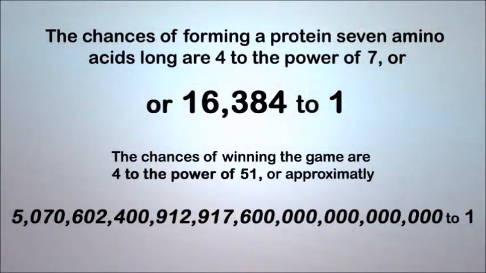Well, you can see how ridiculously hard this game is. And I hope you begin to understand that random chance is not a force that can compose instructional information. The smallest protein is made of 7 amino acids, but some of them are as big as 20 to 30,000 amino acids long. The chances of forming a protein 7 amino acids long are 16,384 to 1. The sentence in the game is 51 letters and spaces long. The chances of winning the game are 4 to the power of 51.